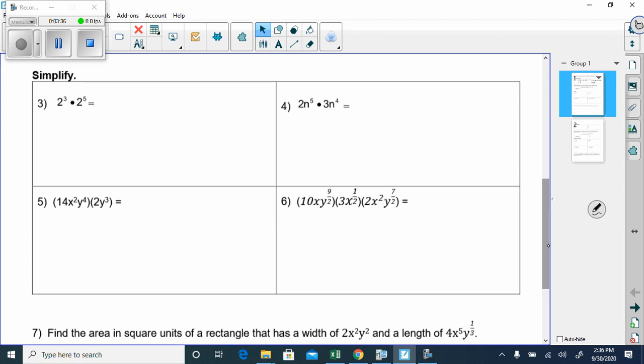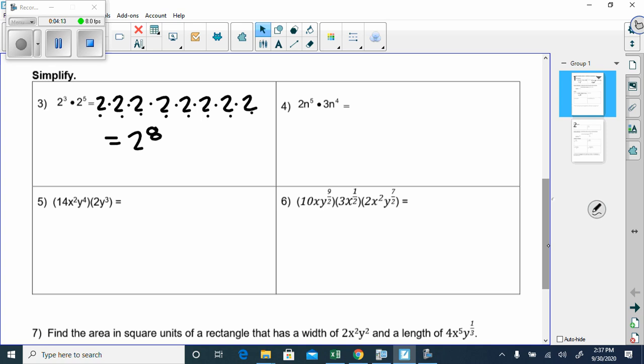All right, so on this first one, we're going to use that rule, but we're also going to check it the old way to prove if it works. So first of all, 2 to the 3rd power would mean 2 times itself 3 times, right? So 2 times 2 times 2 times 2 to the 5th power would be 2 times itself 5 times. 1, 2, 3, 4, 5. So all together, how many 2's did we have? 8. 1, 2, 3, 4, 5, 6, 7. So this way we got 8.